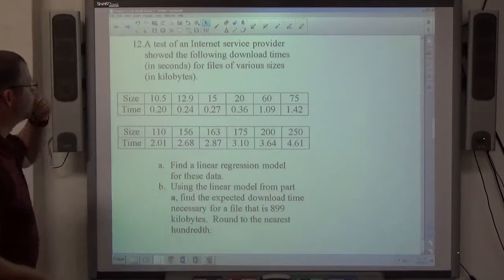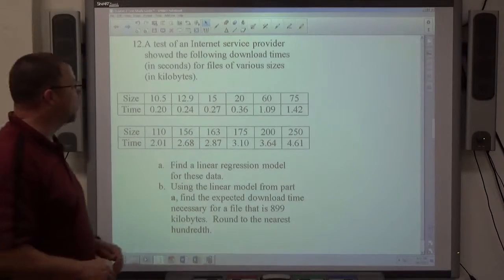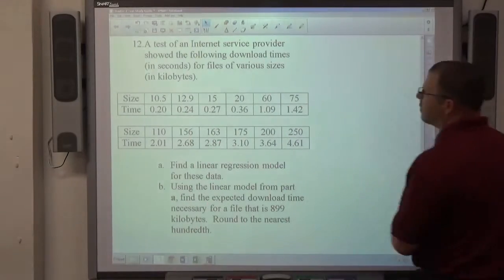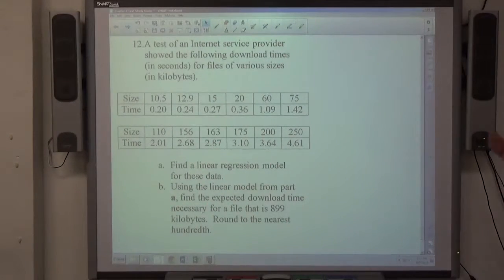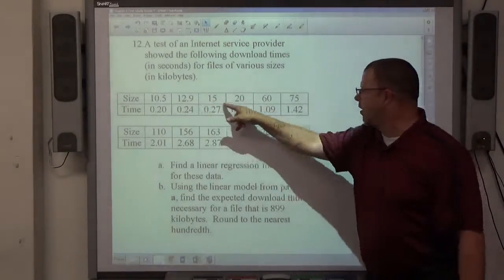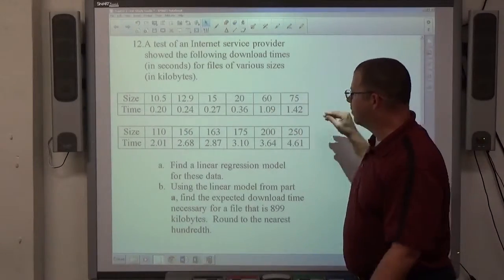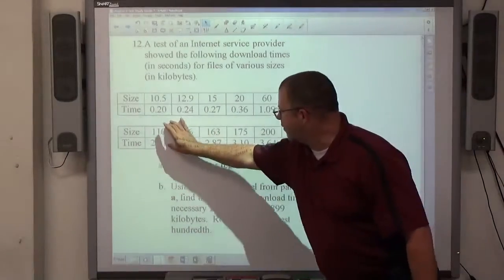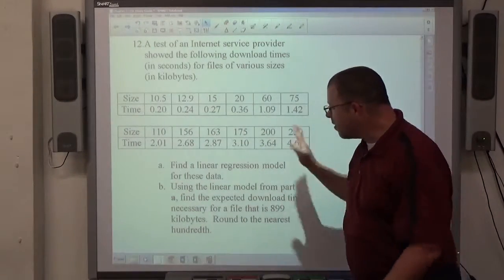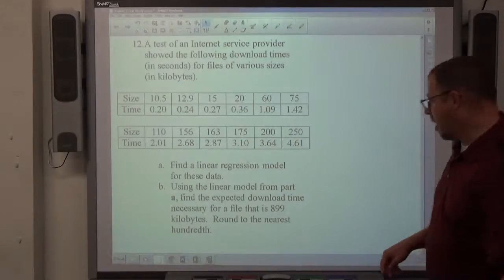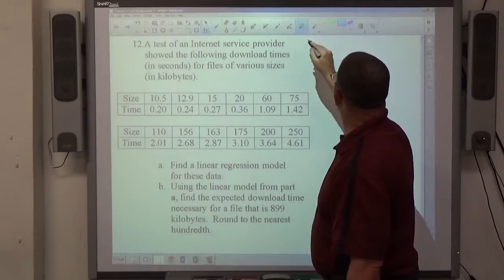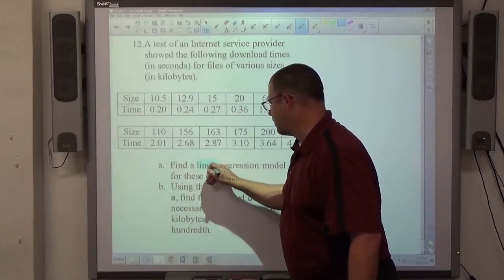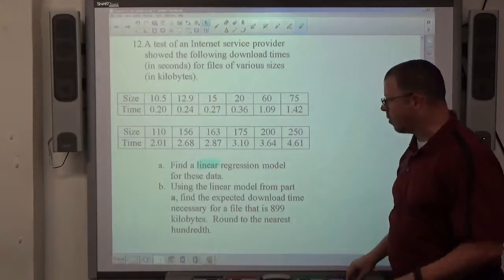Finally, number 12. A test of an internet service provider showed the following download times in seconds for files of various sizes in kilobytes. On your sheet, it's got one long chart here. It didn't fit on my board, so I had to break it into 2 charts. So here's the first 6, and then that's the final 6. They want to find a linear regression model for this data. And they are specifically telling you it's linear regression, which is nice. You don't have to determine whether it's linear or quadratic.